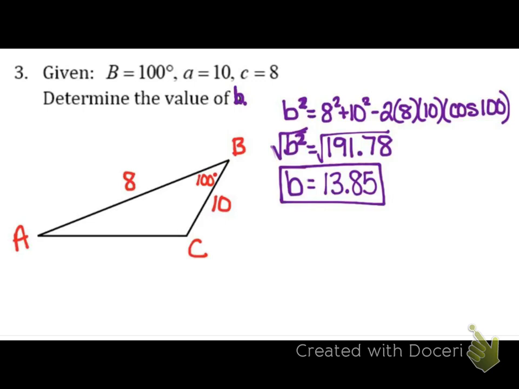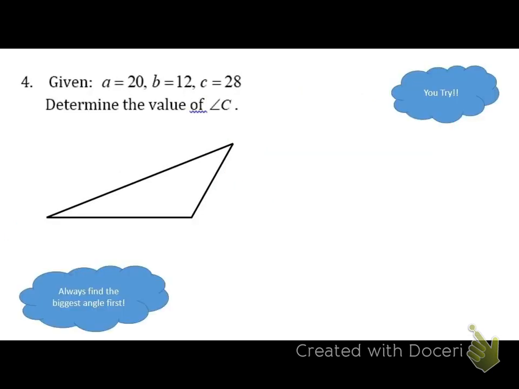You needed to use the B squared formula this time because we were trying to find B. That's the only difference from the first one. Okay? If you didn't get that, make sure you come in and see me. We'll sit down and figure out why. Okay? Now, you try to use the law of cosines to find the missing angle measure. Again, stop the video, bring it back up when you're done, and see if you got it right.